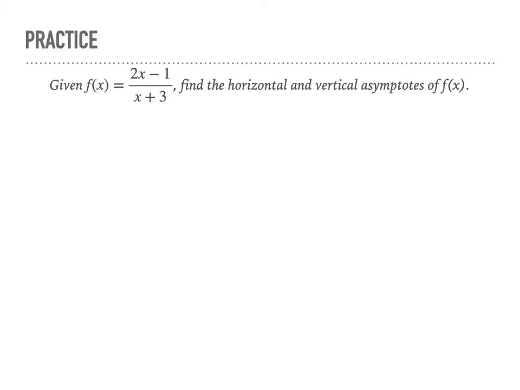Now let's do a practice. Given that f of x is equivalent to 2x minus 1 over x plus 3, find the horizontal and vertical asymptotes. Well, to find the vertical asymptotes, remember, it's simply where the function is undefined. So simply where the denominator is equal to 0, because anything divided by 0 makes the function undefined. So we simply set the denominator x plus 3 equal to 0, and we get x equals negative 3. And we know that the vertical asymptote is x equals negative 3.